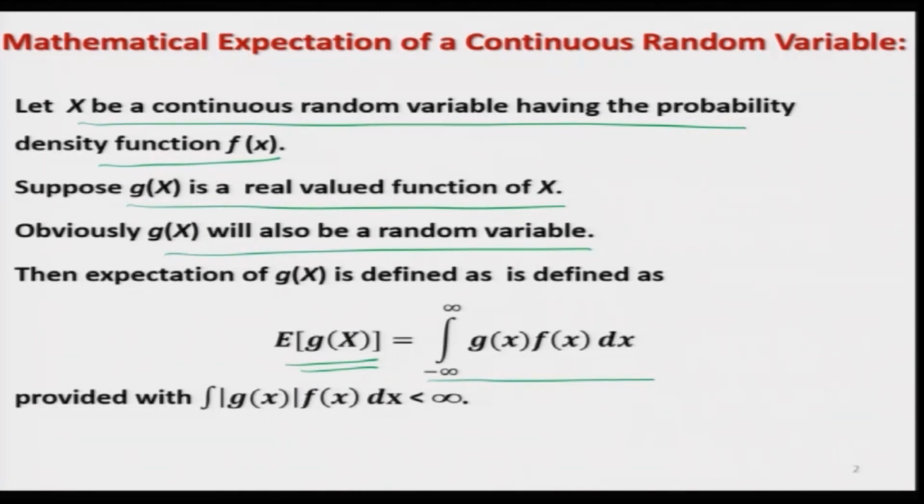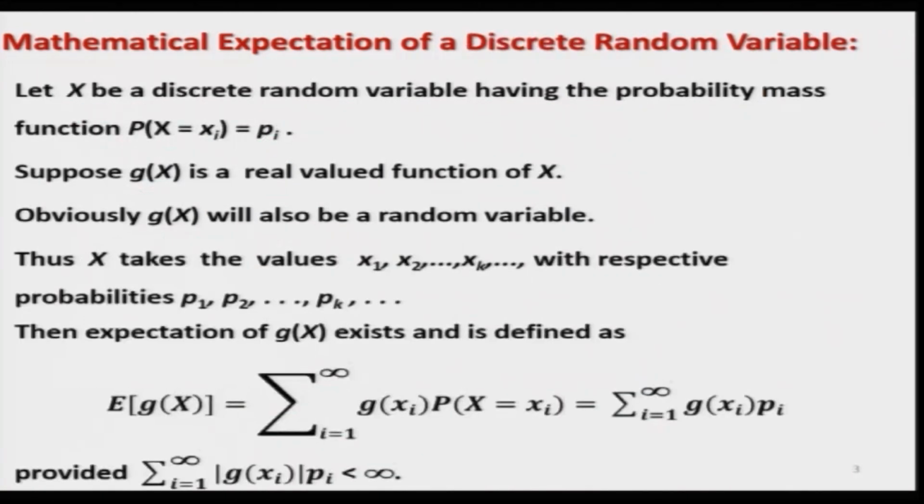under the condition that this integral exists, that is, the integral of the absolute value of g(x) times f(x) dx is finite. And the same definition can be given for a discrete random variable X whose probability mass function is given by probability X equal to x_i is equal to p_i. So in this case also the random variable takes the values x_1, x_2, ..., x_k, ... with the respective probabilities p_1, p_2, ..., p_k, ..., right.